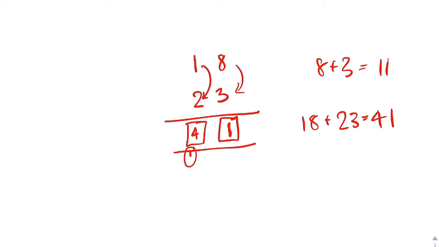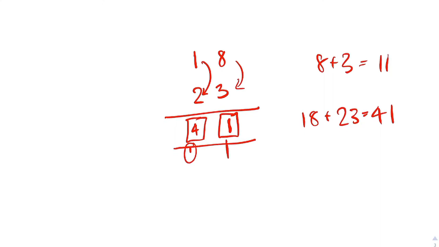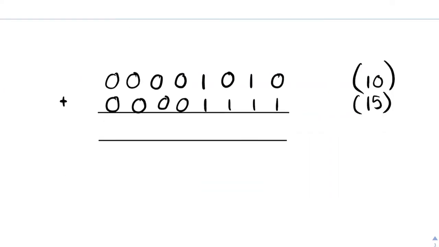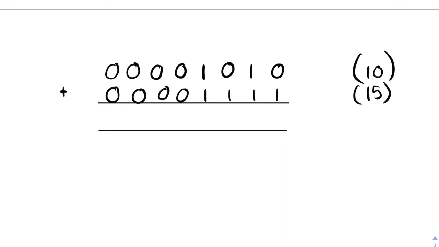Now that isn't too complicated. Most of us learned that in primary school. That's how we do standard column addition. When we run out of space in a column, we have to carry over the rest of the answer, as it were, to the next column. So we're going to do exactly the same thing now in the context of a binary addition. So let's have a look at this.